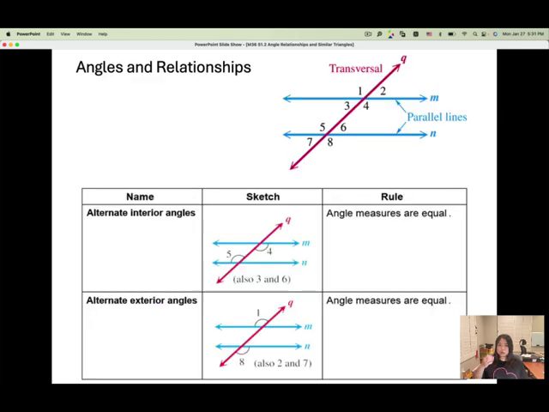Okay, angle relationships. The first one, we're gonna call alternate interior angles. Look at the sketch here. We just cut out this part. Angle 5 will be equal to angle 4, and the reason is alternate interior angles. So the angle measures are equal to each other. I always use the Z to represent it.